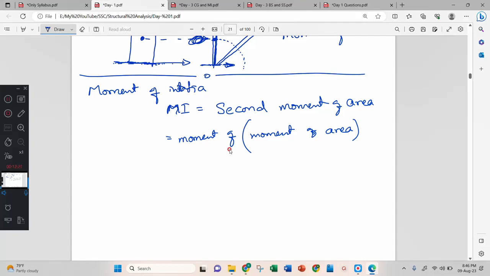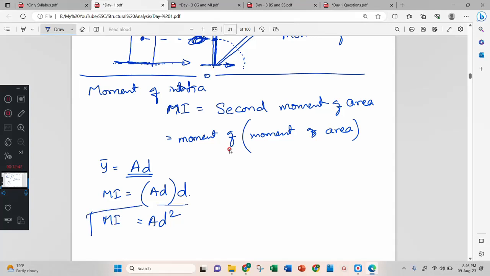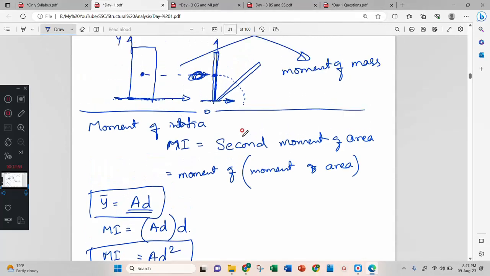Then how to get it? Look at here. If this is a y bar, then moment of area is nothing but area into perpendicular distance. Then the second moment of area, that is your MI, is nothing but area into perpendicular distance into perpendicular distance. Therefore, area into distance square is moment of inertia, and moment of area is just A into d. This is the equation, and they are the statements.